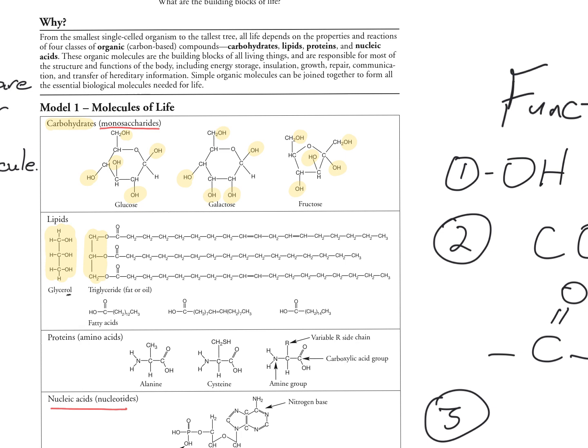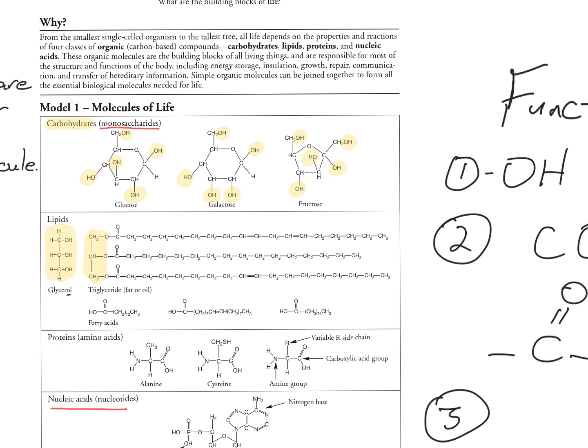Can somebody tell me what a carboxyl group should have? That's correct. COOH. C double bond O, single bond OH. That's what you should have in a carboxyl group. So let's see if we can find this. Like I said, let's see if we can find Waldo, right?